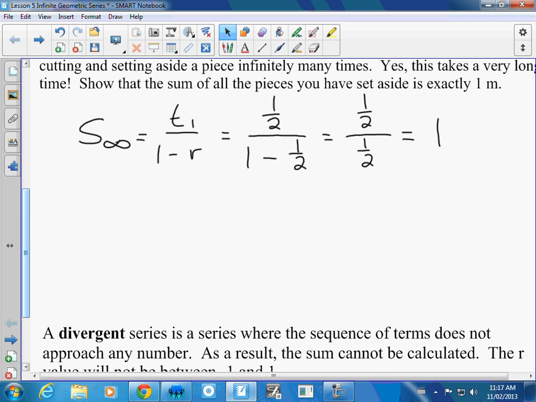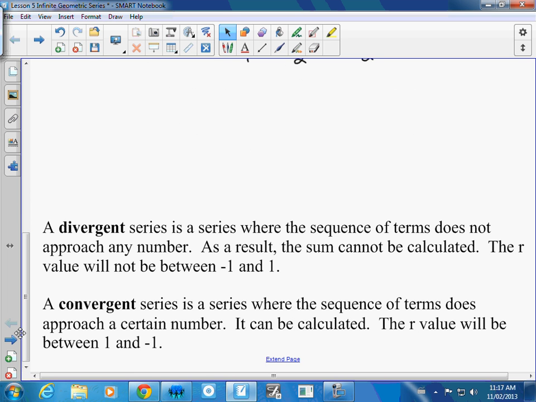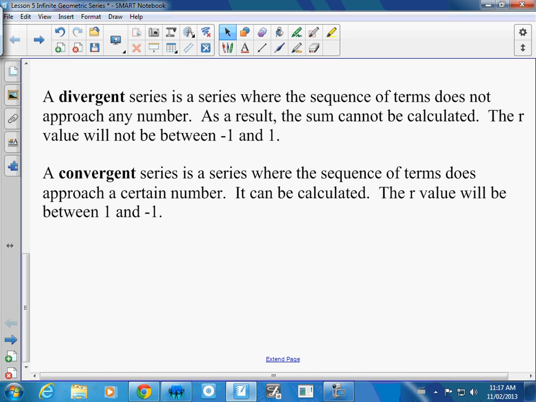And there's 2 different ways of thinking about it, and that's the bottom part here. So there's convergent and divergent. What does it mean to diverge? What does it mean to converge?